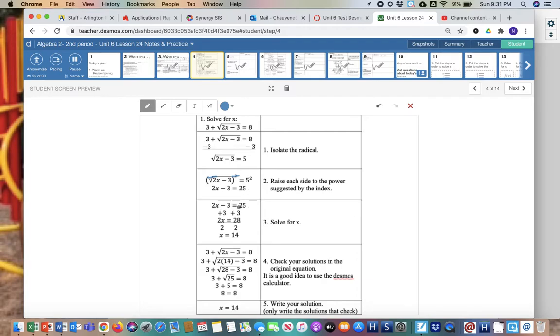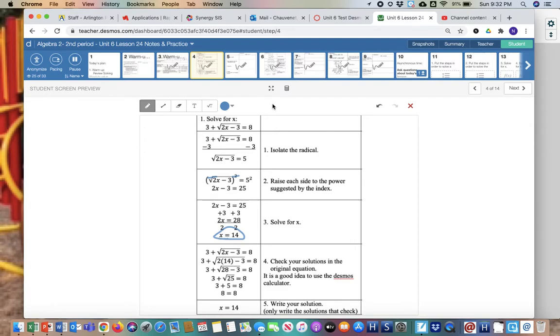Now if we get here, this could be really easy or a little bit complex, depending. In this case, this is really easy for us. This should just be pre-algebra. We add 3 to both sides, divide by 2, and we get x equals 14. And then how do we check it? We take the 14 and plug it in for x.